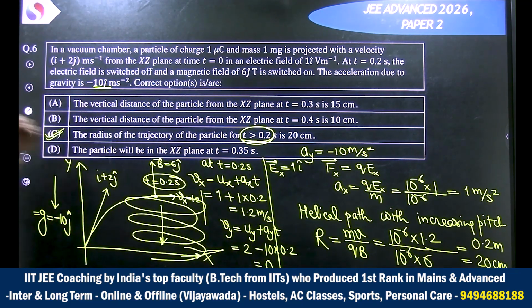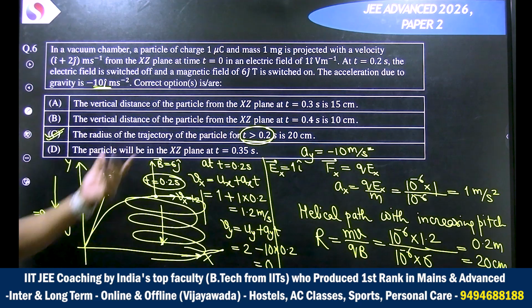Some more information they are also asking at different times. At t equals 0.3, they are asking what the y coordinate is. They are asking for the y coordinate only.